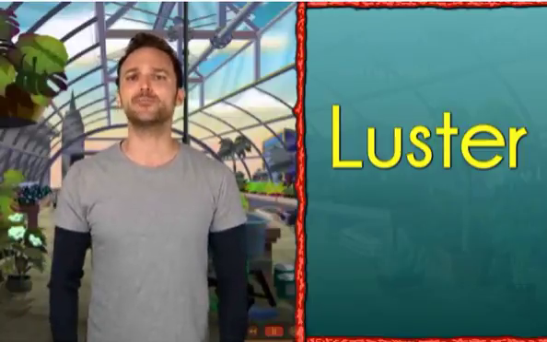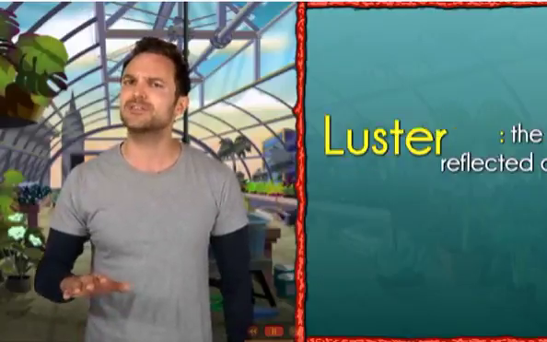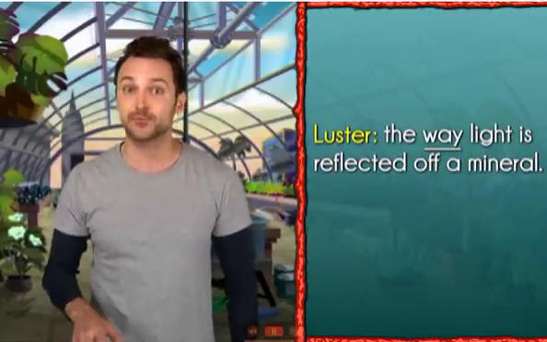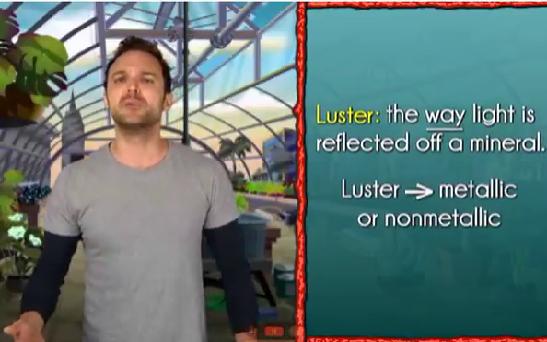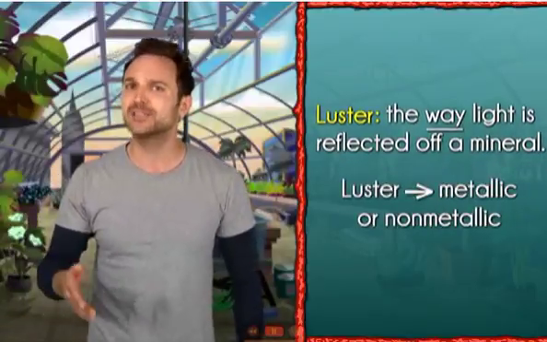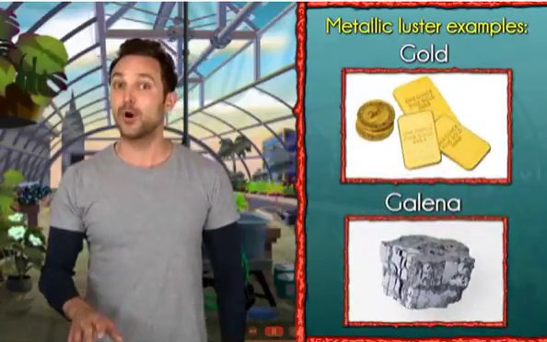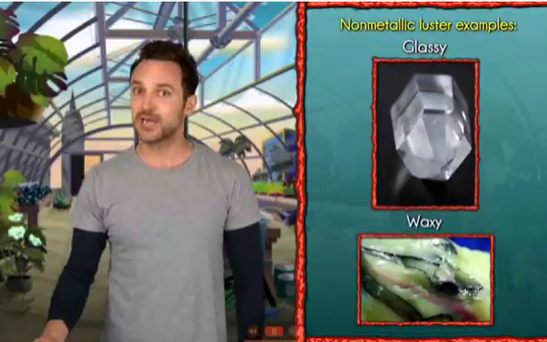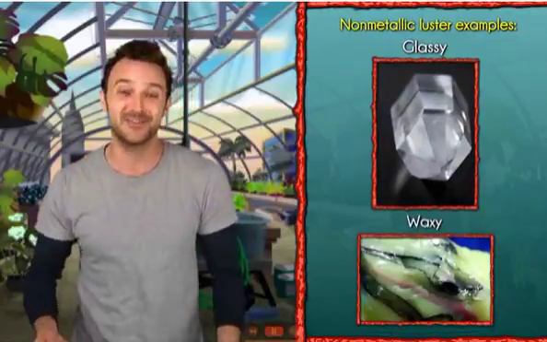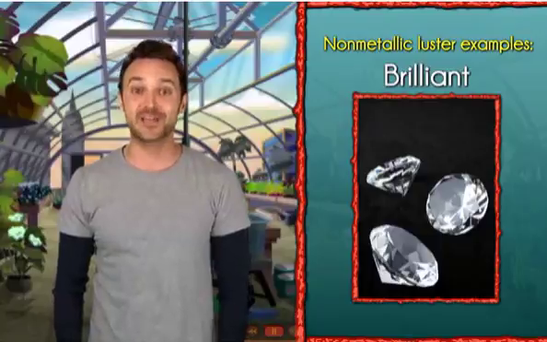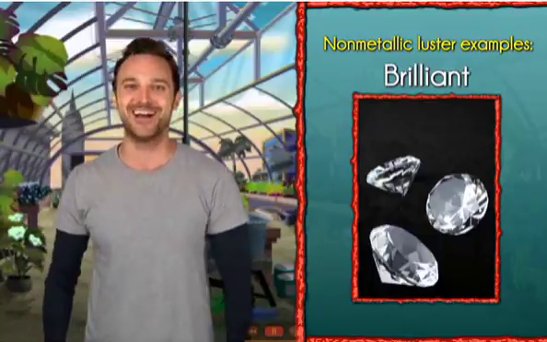Okay, next up is luster. Luster is another property that's used to help identify minerals. It's related to color, but luster is the way light is reflected off a mineral. Basically, you look at whether minerals have a metallic or a non-metallic luster, if they look like a metal or if they don't. Gold and galena both have a very obvious metallic luster. Some types of quartz have a non-metallic glassy luster to them, while other types of quartz even have a non-metallic waxy luster. The very popular diamonds have a non-metallic brilliant luster.